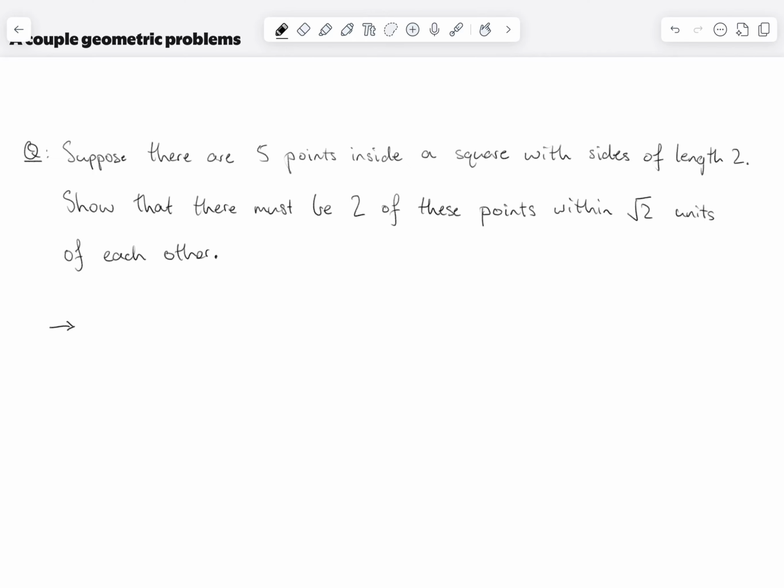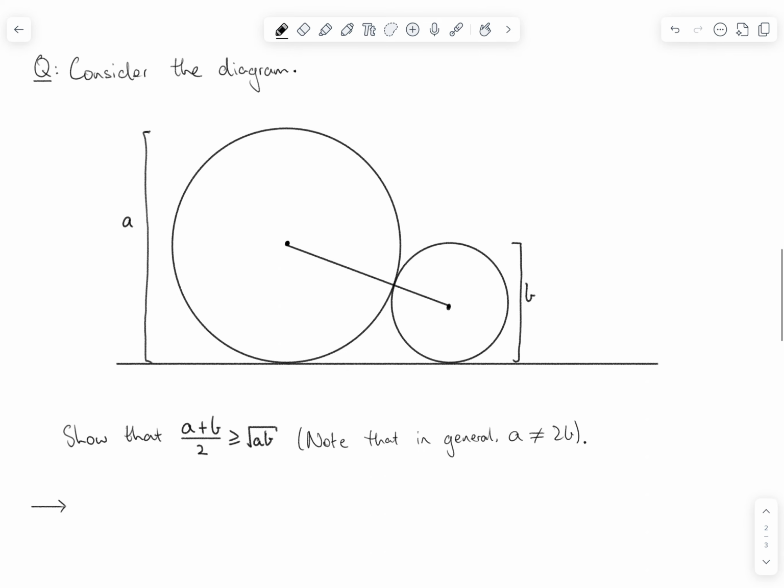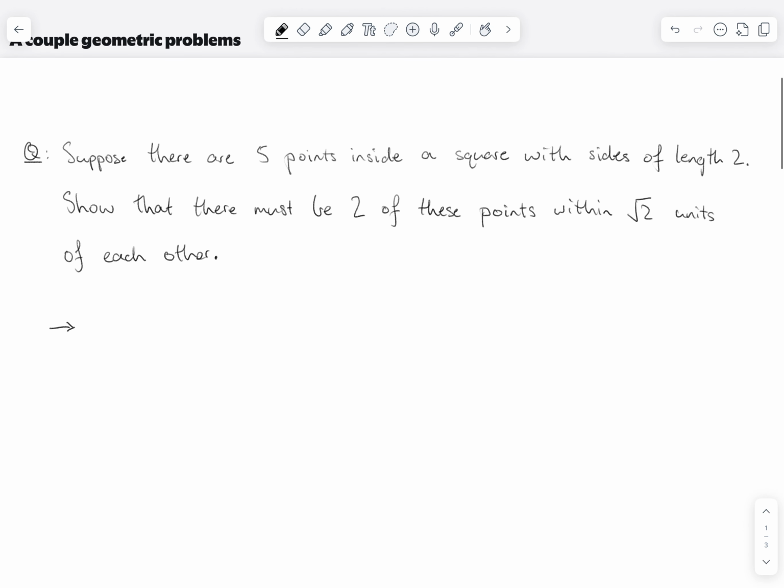Here we have two geometric problems. Here's the first, and here's the second, involving proving an inequality based off the diagram we have there. So let's go through the first one.